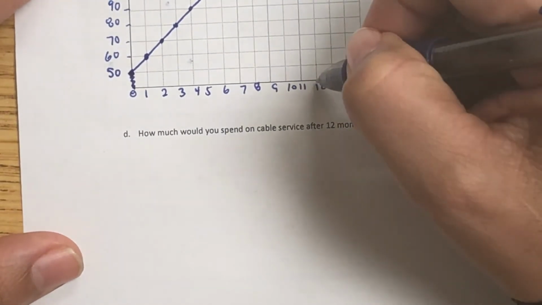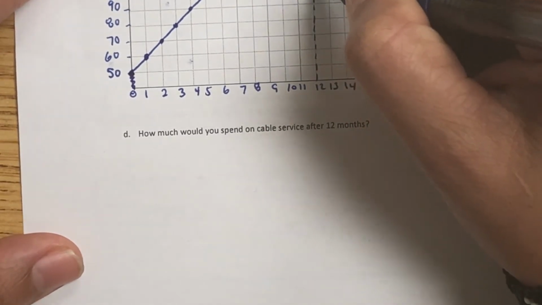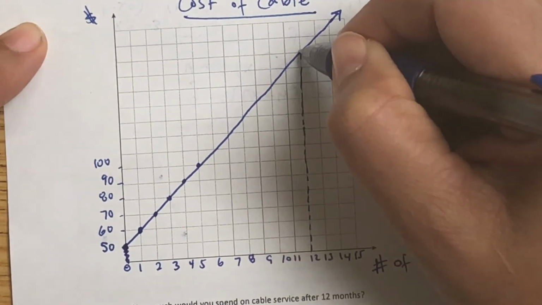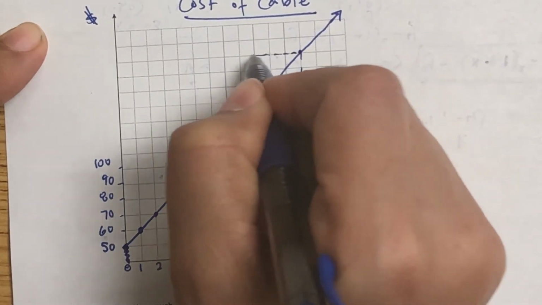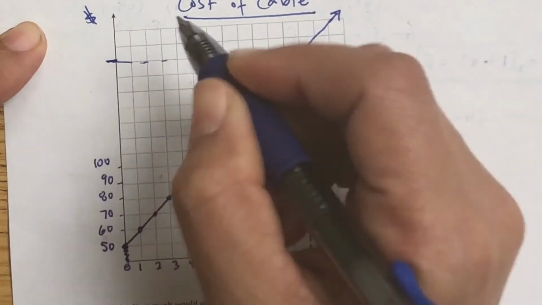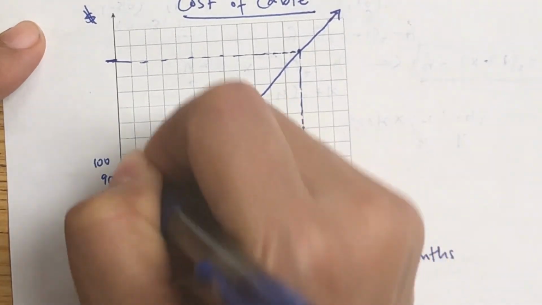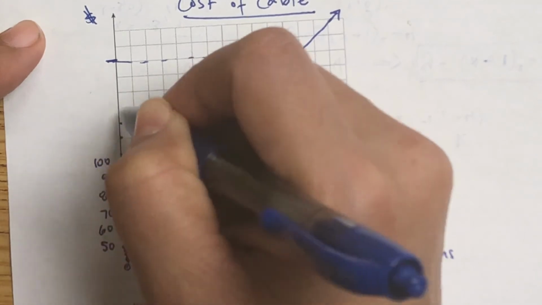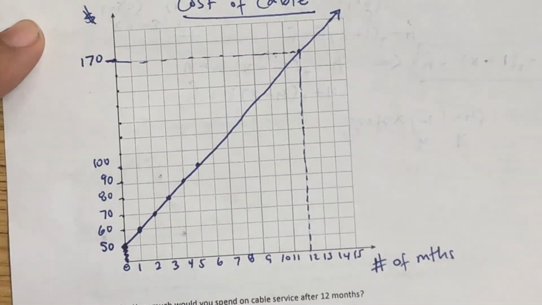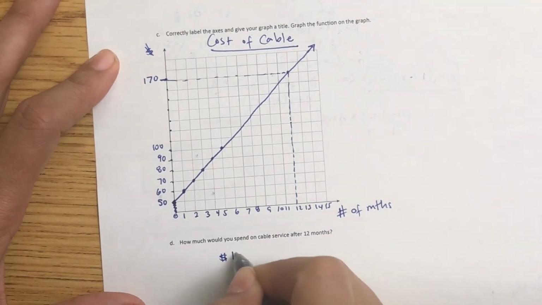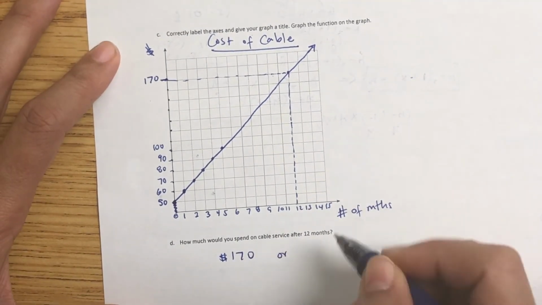So here's 12 months. Or you could just plug it in, honestly, but okay. Here's 12 months. We need to find out what that amount is. I guess I need to label. So this is 50, 60, 70, 80, 90, 100, 110, 120, 130, 140, 150, 160, 170. So how much are you spending after 12 months? 170. Or you could just plug it into the equation.